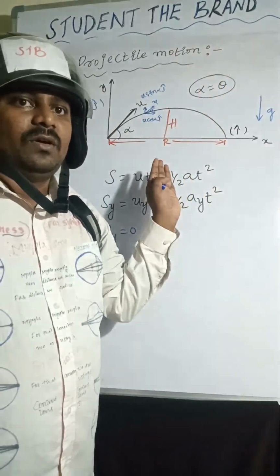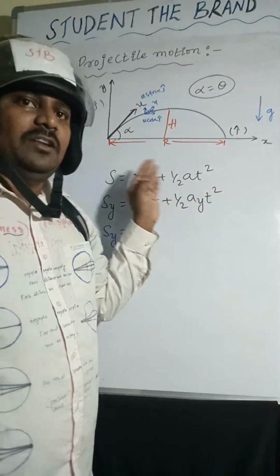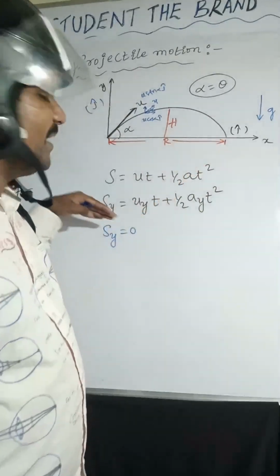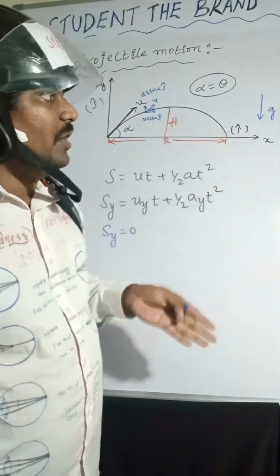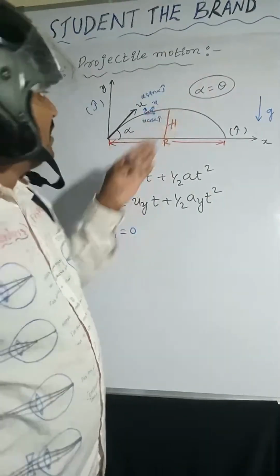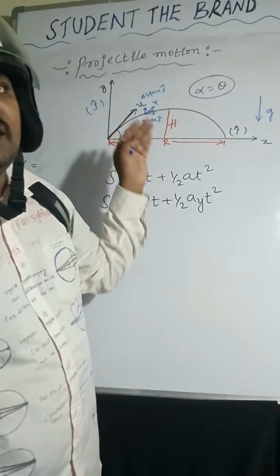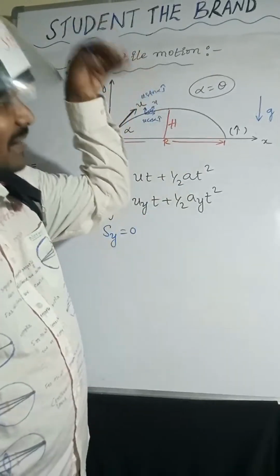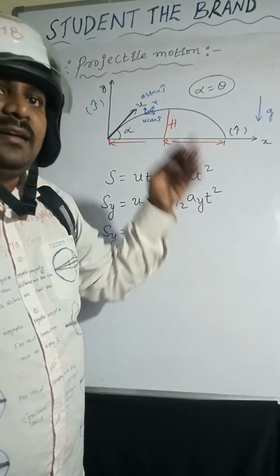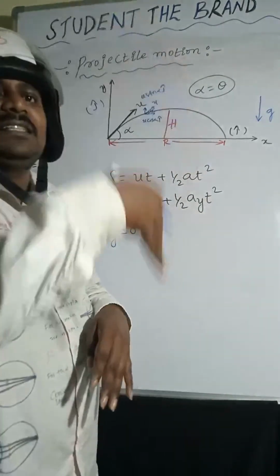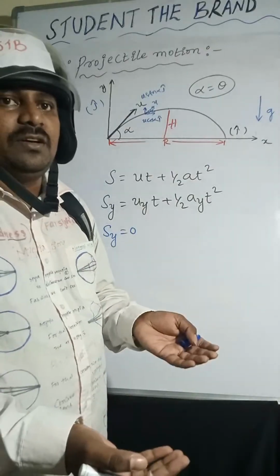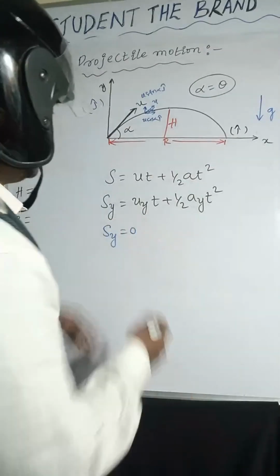While you are substituting the conditions, you must follow this. If you are taking x-axis, only x-axis. If you are taking y-axis, only y-axis. Along the y-axis I am throwing the particle, and again it reaches the ground. So along the y-axis the displacement is 0, that's why Sy is 0.